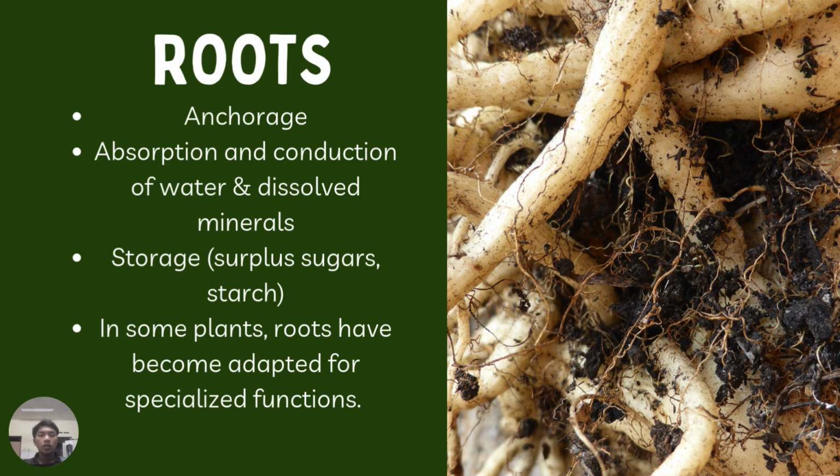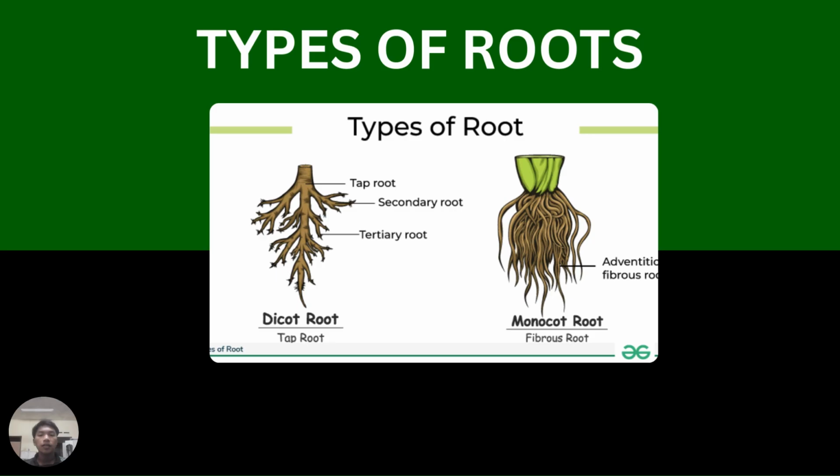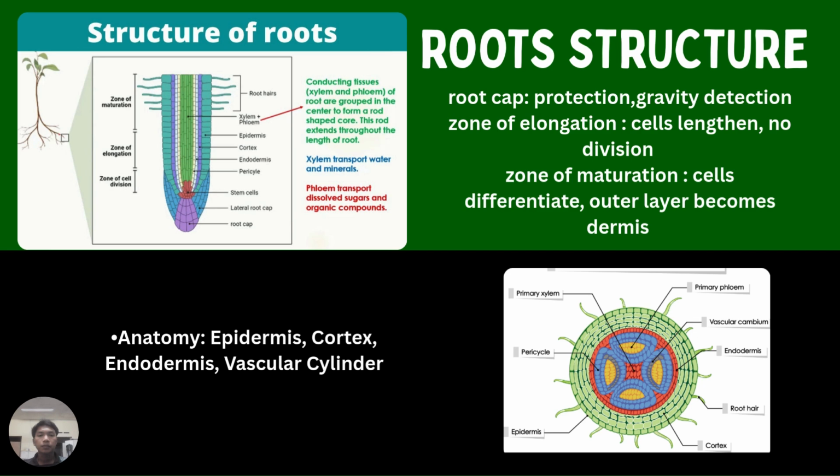In some plants, roots have become adapted for specialist functions. For this type of root, we have the dicot root, which is a taproot. The monocot root is a fibrous root. In the root structure, we go to the root cap. The function of the root cap is protection and gravity detection.